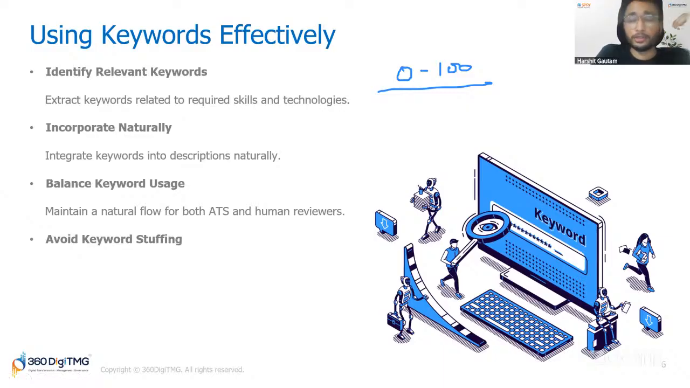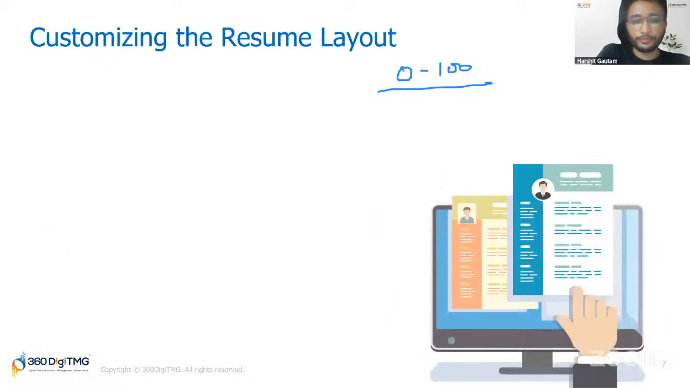Don't you think that it will enhance the ATS score? Okay, and put only relevant things. If they are asking only for Excel, SQL and Power BI for a data analyst, why put NLP and all those things? Okay, so put only relevant things which they are looking for exactly.